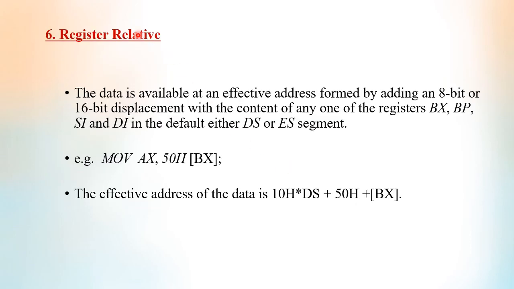Next we have to discuss the register relative addressing mode. In this register relative addressing mode, there is an 8-bit or 16-bit displacement also to be added to find the effective address. This is the example, MOV AX, 50H[BX]. How will we find the effective address? The effective address is calculated using this formula: 10H × DS + 50H + BX. This is how the effective address of the data is calculated in the register relative addressing mode.